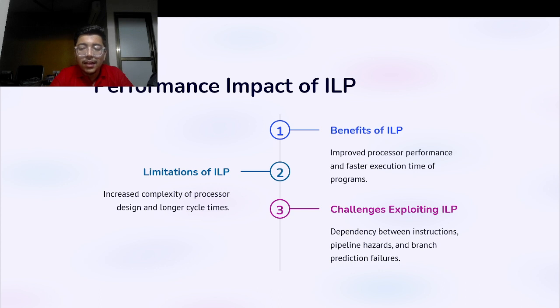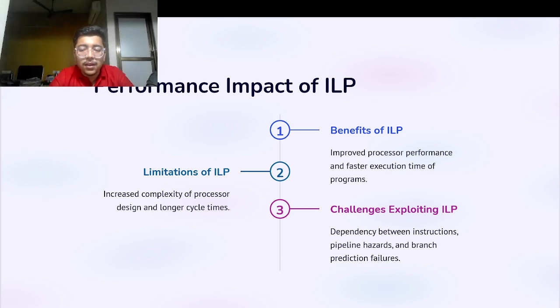Now the challenge while exploiting the ILP is dependency between the instructions. As we have talked about, in data dependency, if we do not get the outcome of the previous processors, the next instruction will not be performed. It can be understood by pipeline and branch prediction failures.